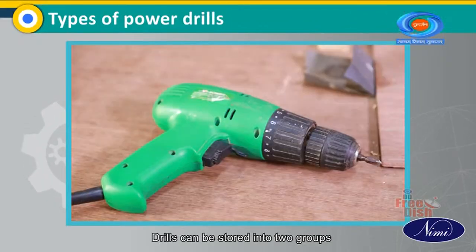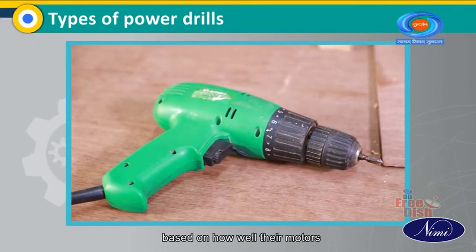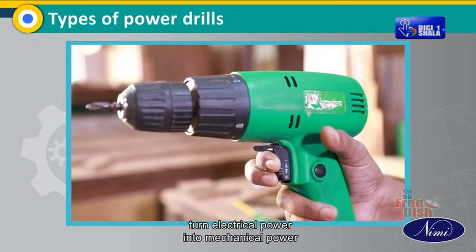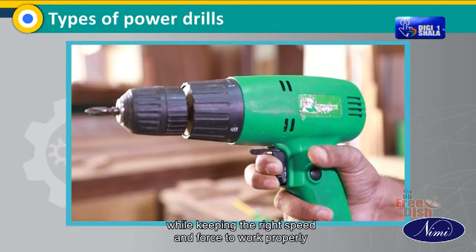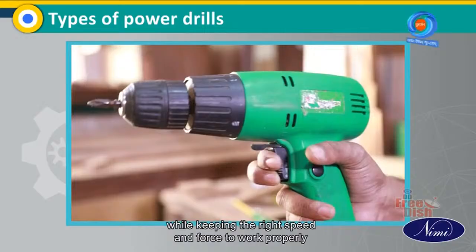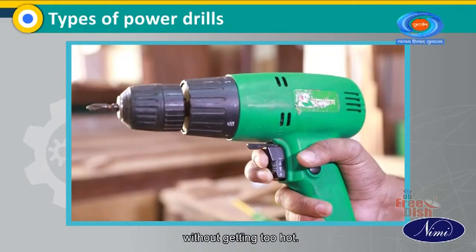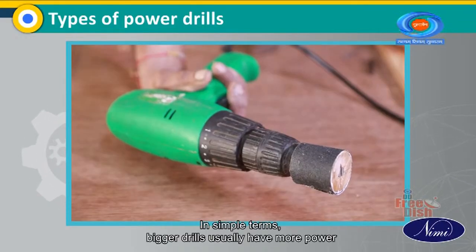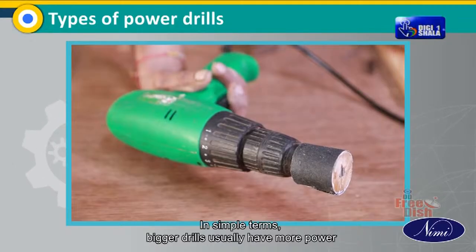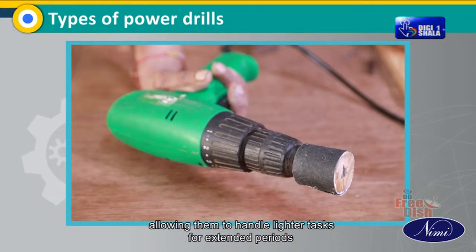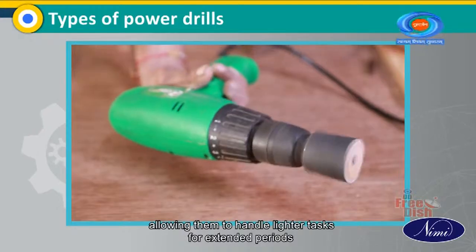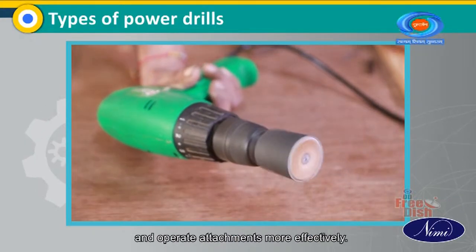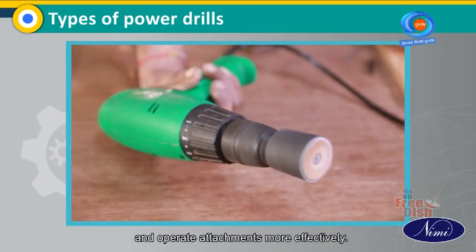Drills can be sorted into two groups based on how well their motors turn electrical power into mechanical power while keeping the right speed and force to work properly without getting too hot. In simple terms, bigger drills usually have more power, allowing them to handle heavier tasks for extended periods and operate attachments more effectively.